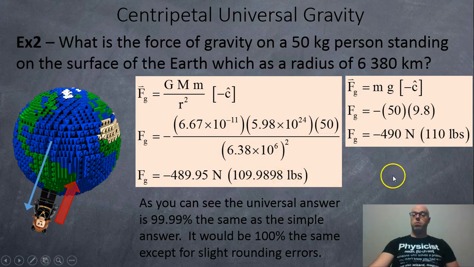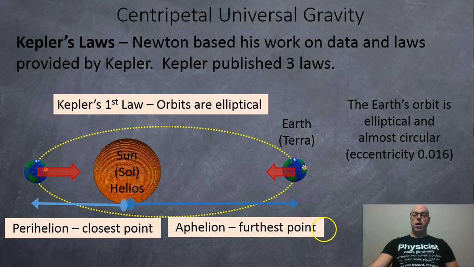Now if we use the simple formula that we've been using for years, force of gravity is equal to mg, we've got 50 times 9.8. Some people use 9.81. That works out to 490 newtons, or 110 pounds. So as you can see, 110 pounds versus 109.9898 pounds, essentially the same answer. We're 99.99% the same, just a few rounding errors, that's it.